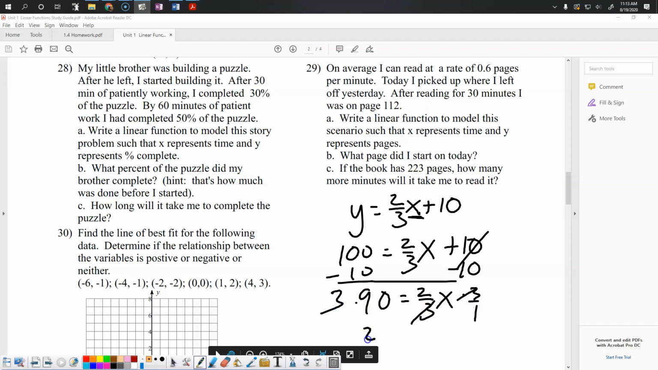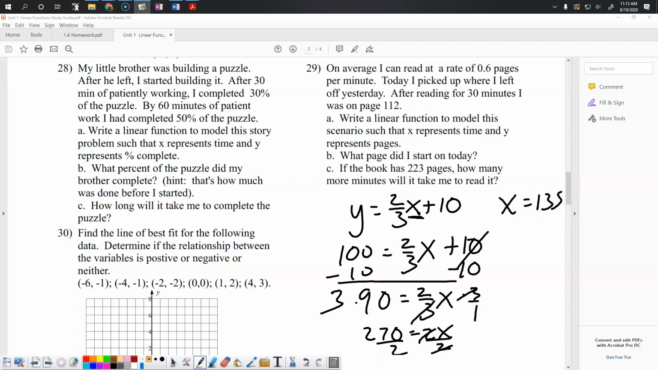So now I'm going to be left with 270 equals 2x. And if I just divide, I'm going to get 135. So x equals 135. And remember, that's time, and our time is being measured in minutes. So that's 135 minutes is the answer. So for me to complete 100% of the puzzle, it will take me 135 minutes.